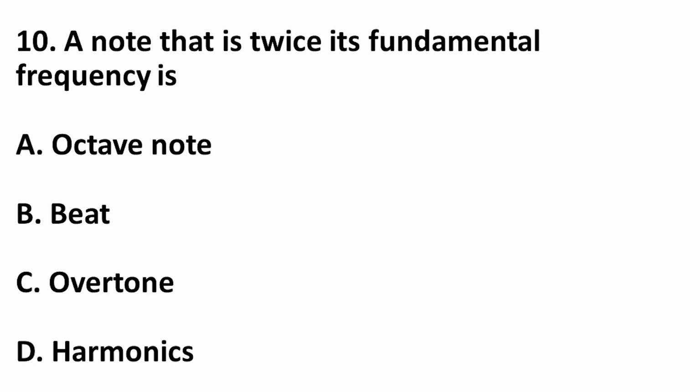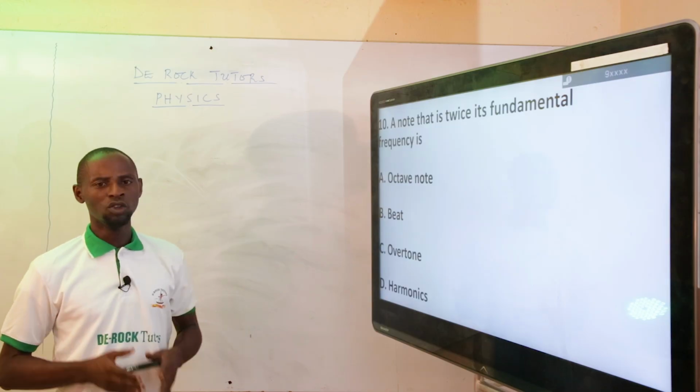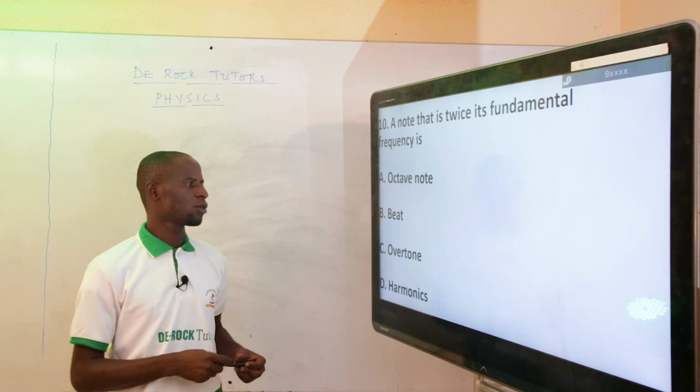A note that is twice its fundamental frequency: A, octave, B, beats, C, overtone, D, harmonies. The correct option is octave note. Octave note is a note that is twice its fundamental frequency. The correct option is A.